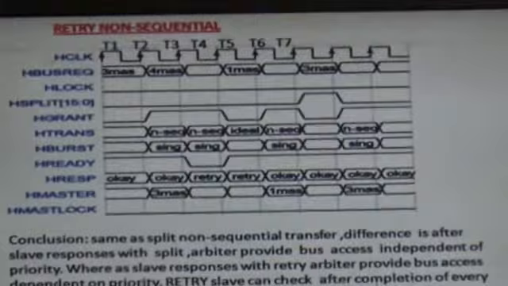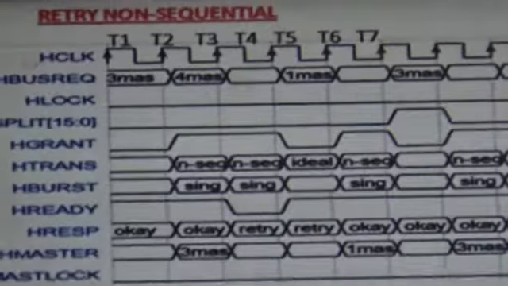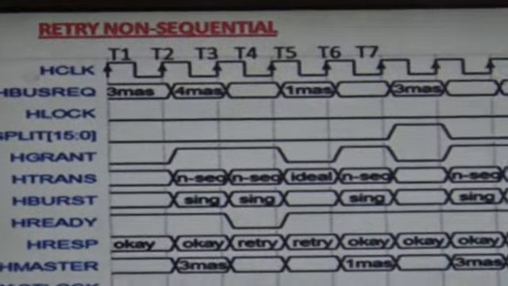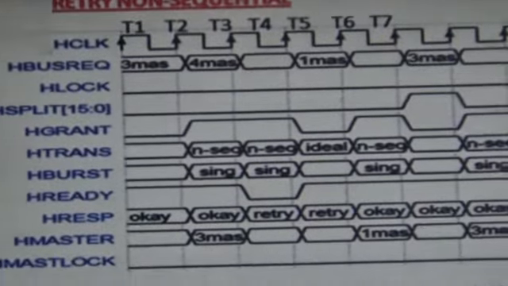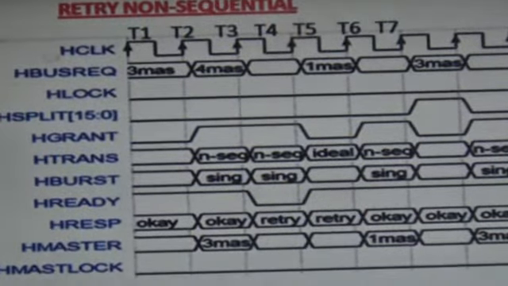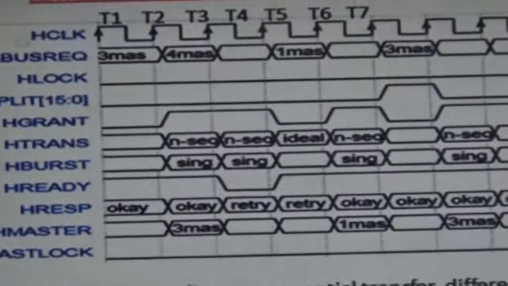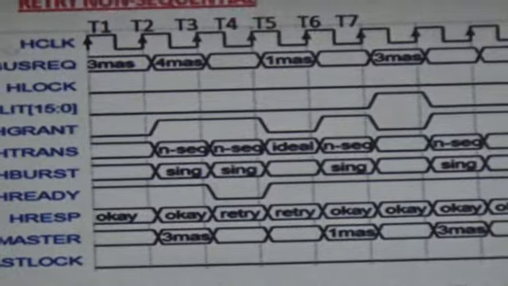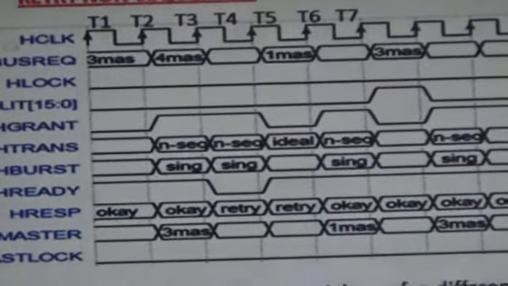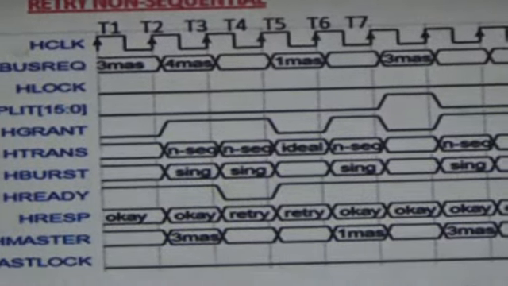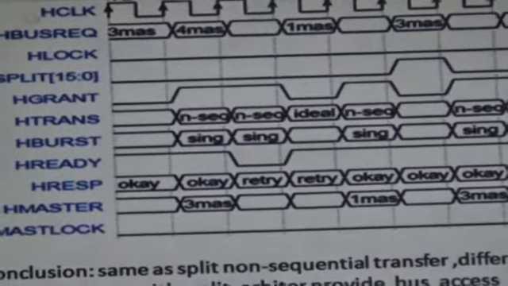Let us look at the example of a retry non-sequential transfer. As you have seen, this is the same as a split non-sequential transfer. It has 7 clock cycles, starting from T1. My bus is free, which is shown by HGRANT being low. In T2 clock cycle all the masters send the bus request, but the third master is of highest priority. That is why the bus is granted to the third master, which can be known since HMASTER is updated with the third master.